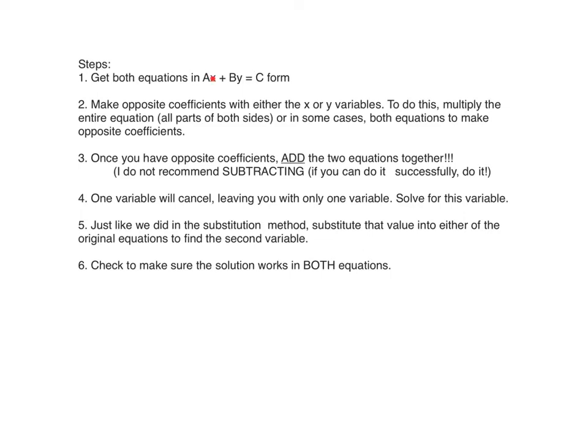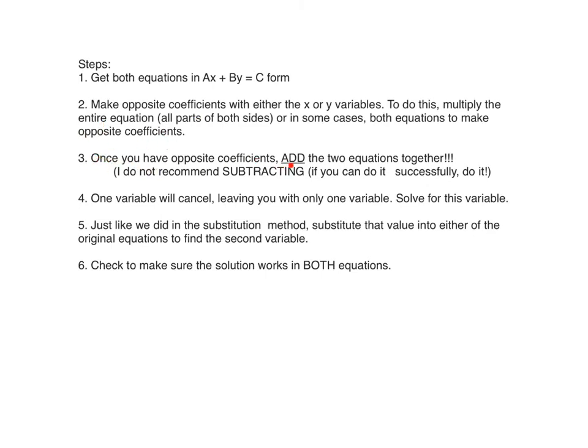First, you always have to get the equations in ax plus by equals c form. Both equations have to be in that form. That way everything lines up neatly for us. Then we need to make opposite coefficients with either the x or the y variables. To do this, you can multiply the entire equation, so both sides, by a number. Sometimes you're going to have to multiply both equations by different numbers to do that.